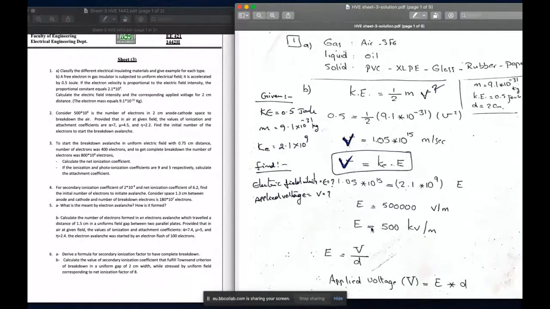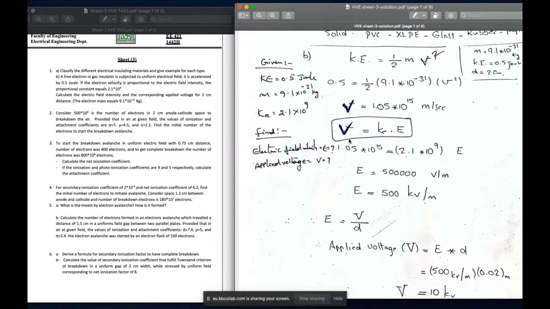I can calculate this from the kinetic energy. First of all, I will take kinetic energy equals half m v square. So if you substitute kinetic energy 0.5 joules and the mass of the electron 9.1 into 10 power minus 31, from this we can calculate velocity. So velocity will be 1.05 into 10 power 15 meters per second.